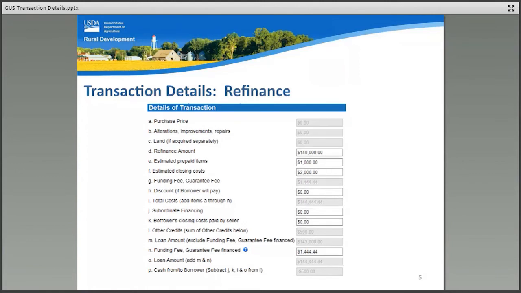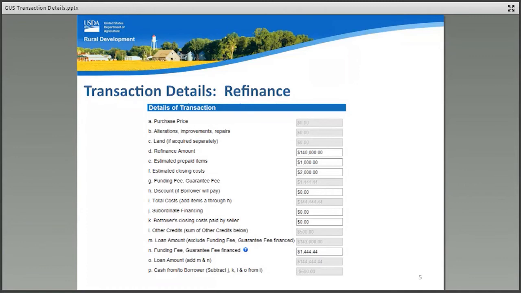This slide shows an example of available data fields for a refinance, which include D, the refinance amount. Enter the balance of the loan that will be refinanced. E, estimated prepaid items. F, estimated closing costs. G, funding fee. H, discount, if the borrower will pay. I, total costs. Again, add items A through H. J, subordinate financing. And K, borrower's closing costs paid by the seller. Both data fields are likely not applicable to a refinance transaction, but they are accessible.